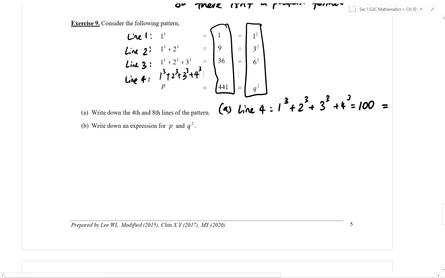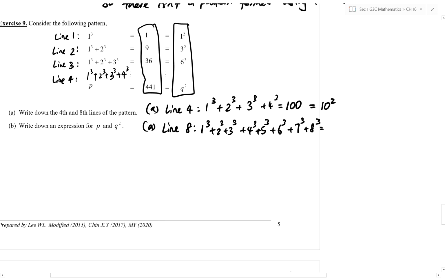and after we write down the value on the right hand side, we rewrite the 100 as something squared. In this case, it will be 10 squared. So that is for line number 4. Now moving on to line number 8. So still part A. Line number 8 will be 1 cube, 2 cube, 3 cube, 4 cube, 5, 6, 7 cube, 8 cube. Using our calculator, we find that this is 1296. You square root this value, you get 36. So we are rewriting this as 36 squared.